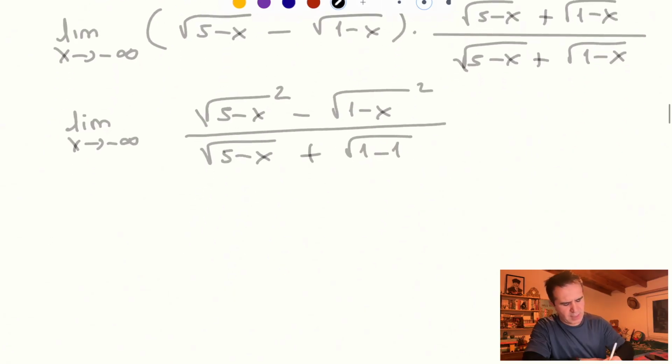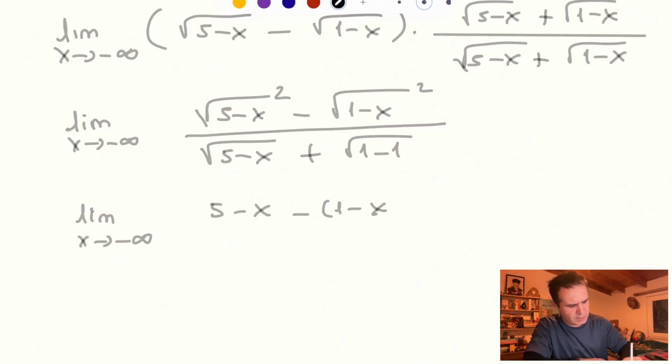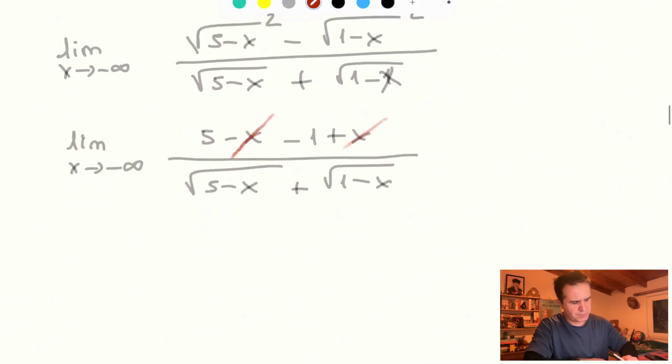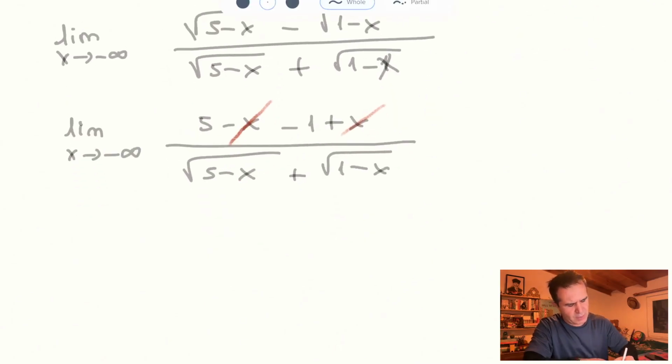And this will be equal to limit as x approaches minus infinity, 5 minus x minus 1 minus x divided by square root of 5 minus x plus square root of 1 minus x, and this is equal to minus 1 plus x. Those x's cancel each other, and we get 5 minus 1 is equal to 4. So the numerator here becomes 4.